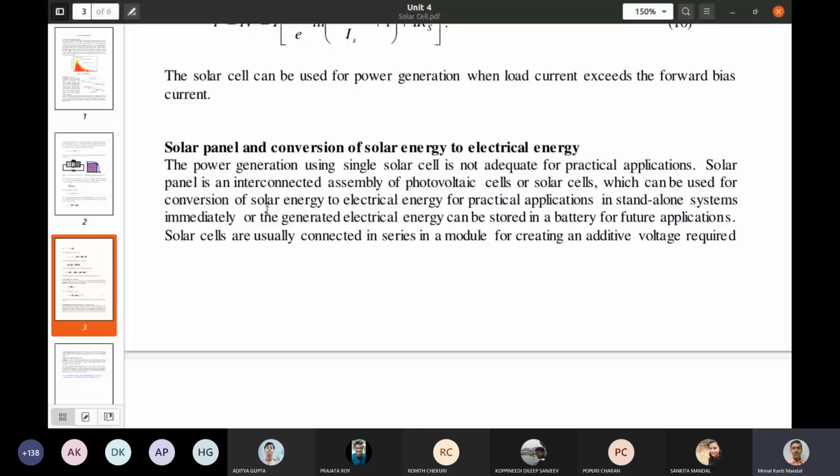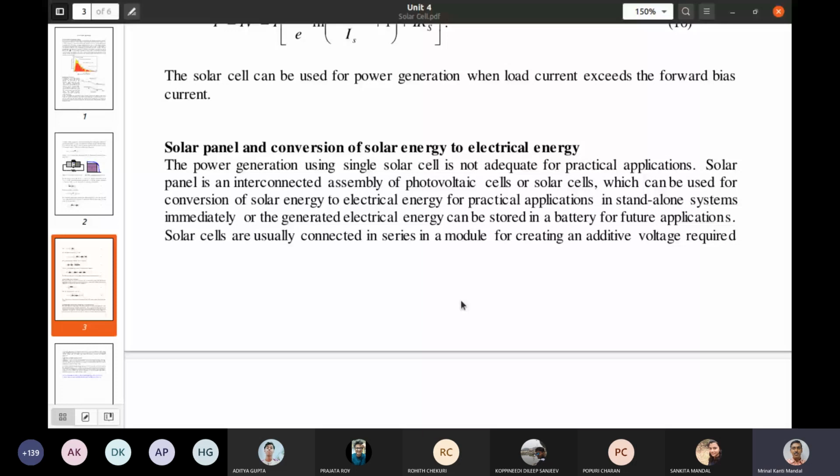Now with this, the efficiency or the output of a single solar cell is not possible to use for any application, right? Using a single solar cell is not possible. So for that reason, we need a solar panel. Solar panel means a number of solar cells internally connected. That is the solar panel.